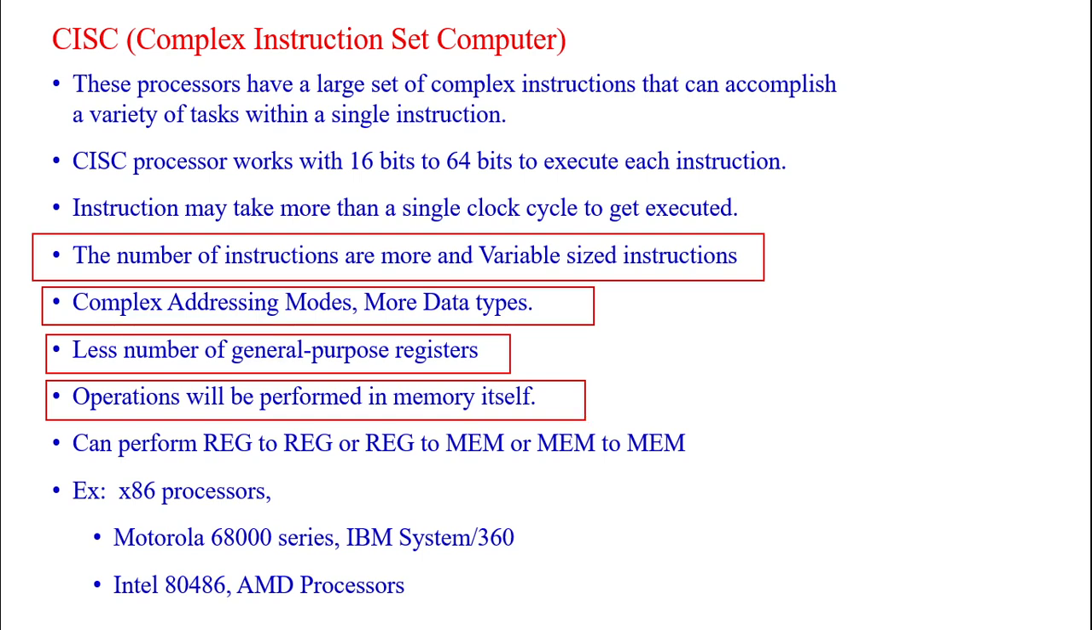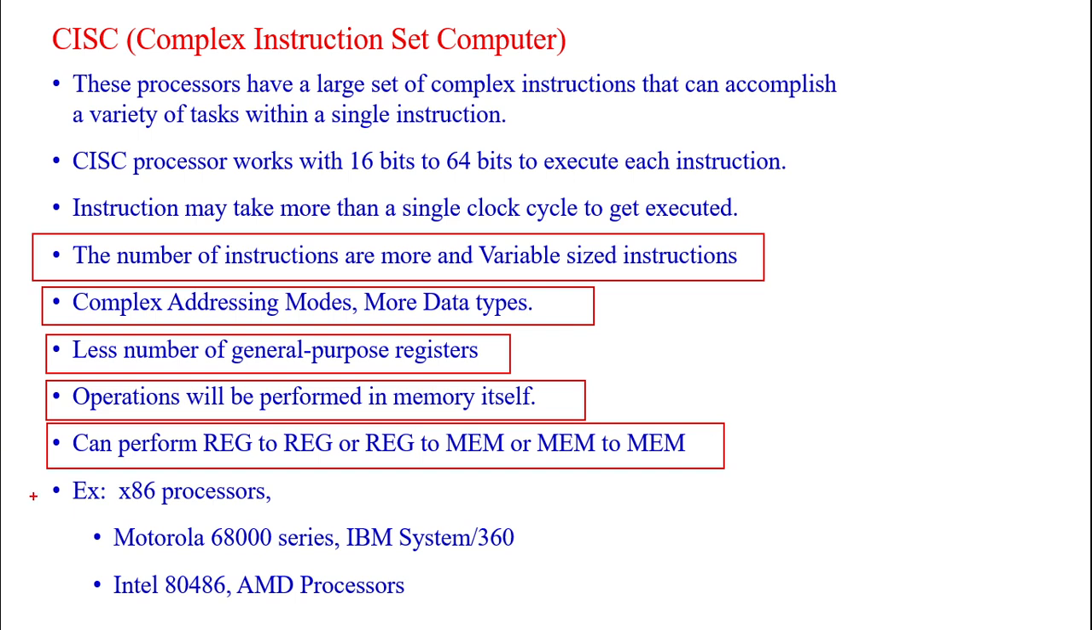CISC type of processors can handle all types of operations: register to register, register to memory, or memory to any type of operation. The processors can handle data movement or processing, anything.